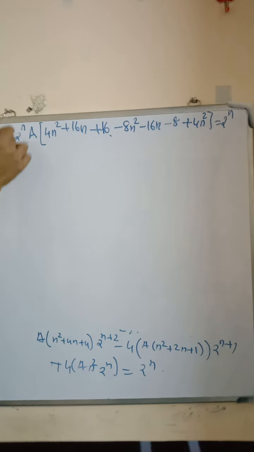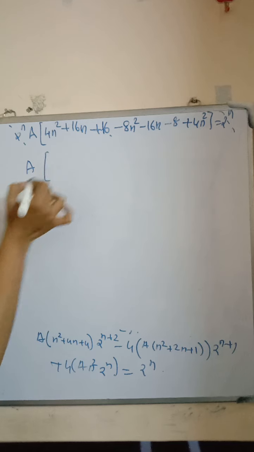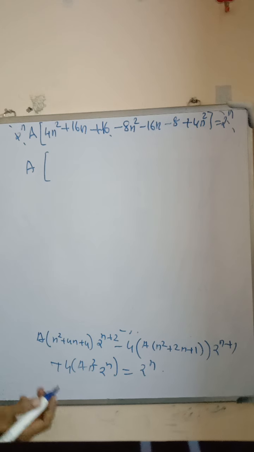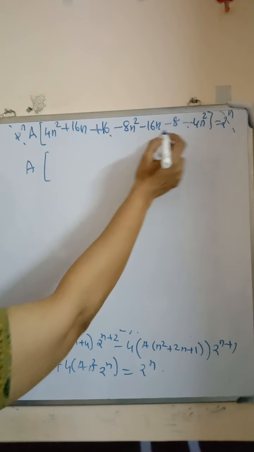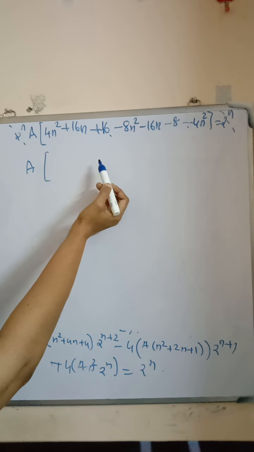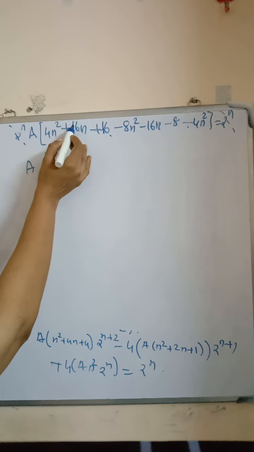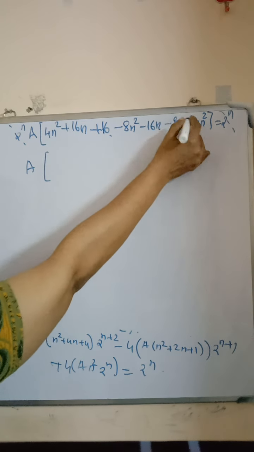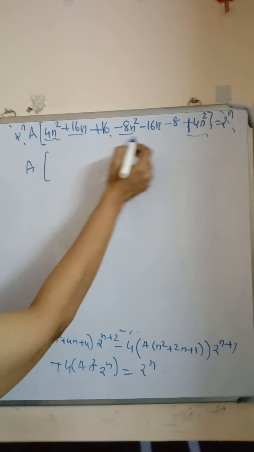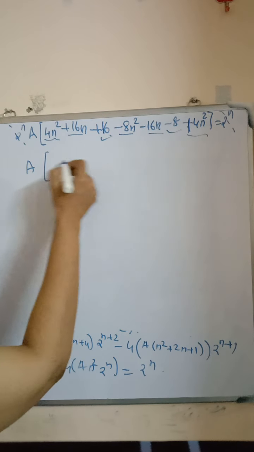Okay. 2 raised to n cancels from the left side and right side. We get a into 4n square. The last term is minus 4n square. So minus 4n square plus 4n square cancels, and 16 minus 8. 16n minus 16n cancels. 16 minus 8 is 8.